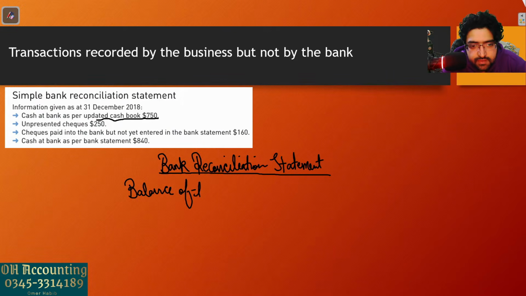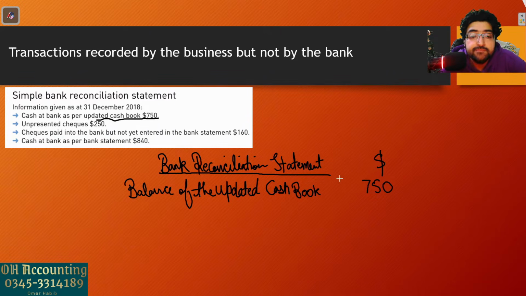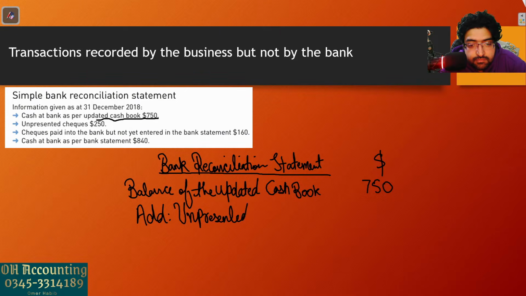of the updated cash book, which as you can see is how much? $750. Okay. What do we do next? We add unpresented checks to this. Unpresented checks are worth $250. Why do we add unpresented checks?